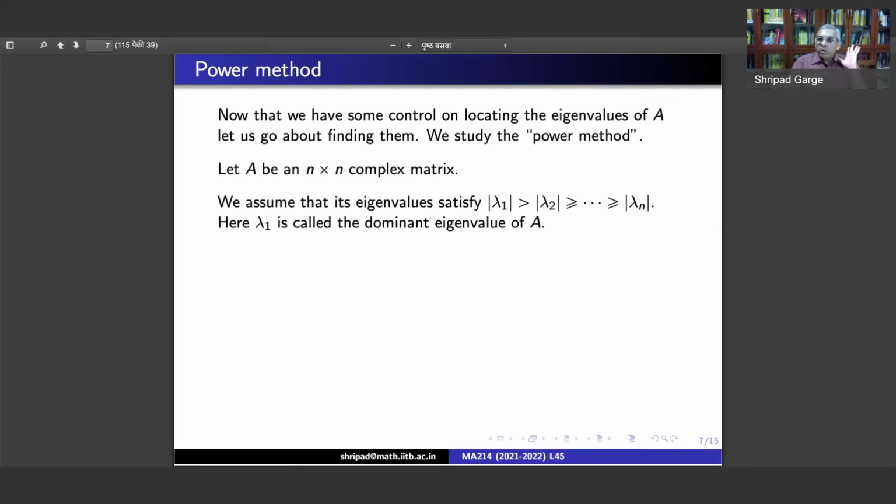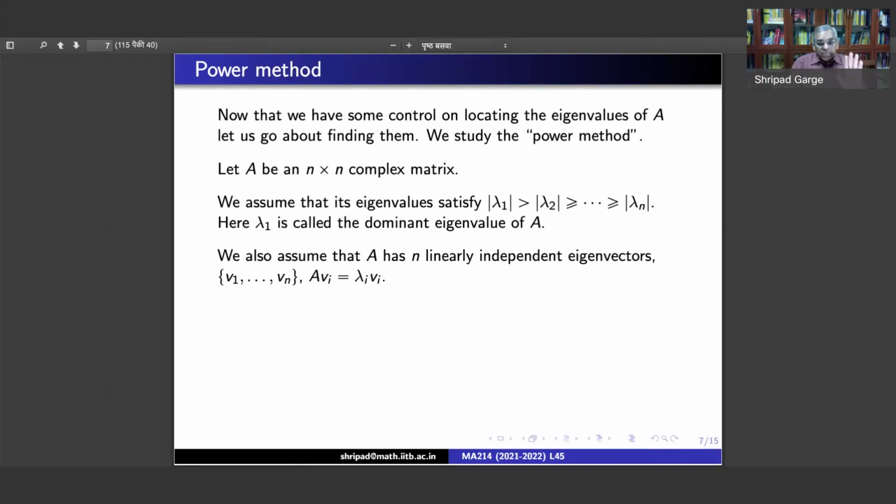We will make one more assumption. The assumption is that for these other eigenvalues, we have n linearly independent eigenvectors. This is a serious assumption, but we will make it and we will work with it many times. The power method will work for matrices which do not satisfy this assumption, but whenever the matrix satisfies this assumption, we can prove that the method will work.